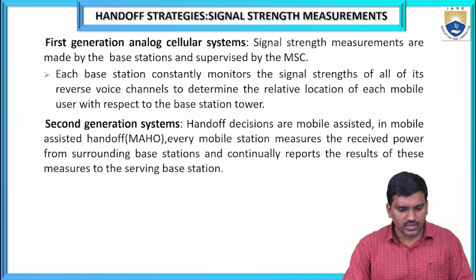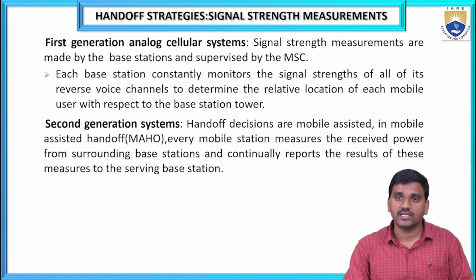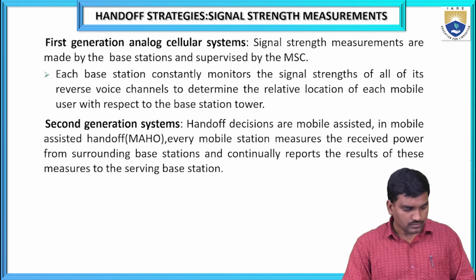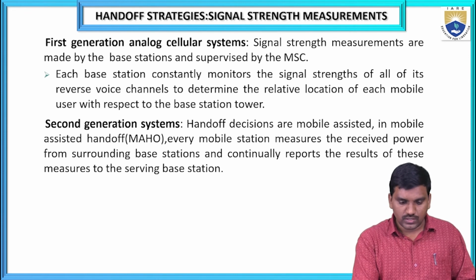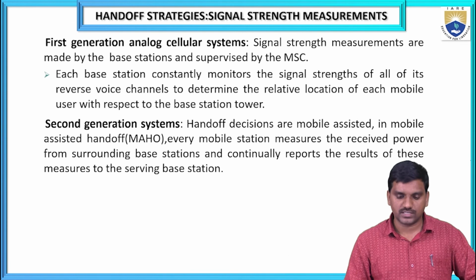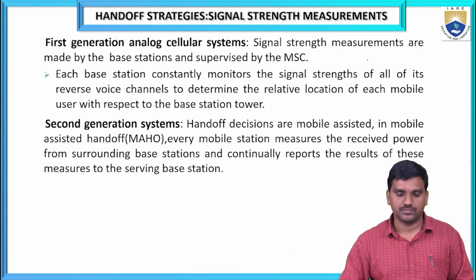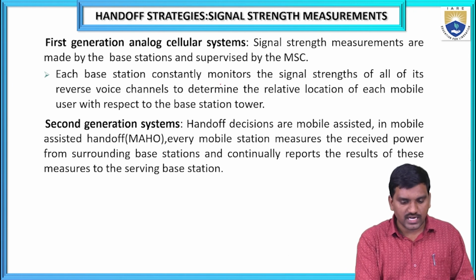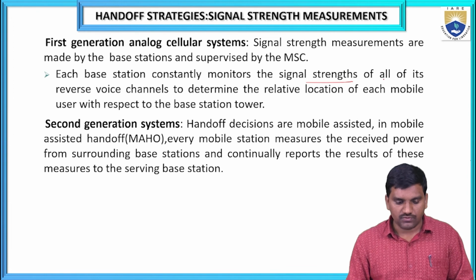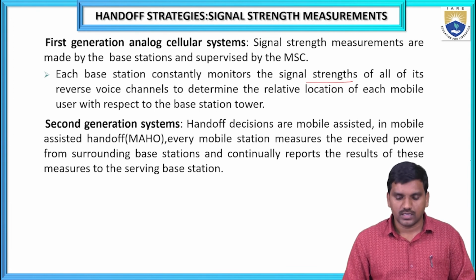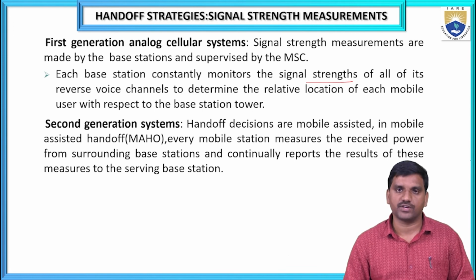So we use some generation methods. The first generation analog cellular system: the signal strength measurements are made by the base stations, supervised by the MSC. Each base station constantly monitors the signal strength of all of its reverse voice channels to determine the relative location of each mobile user with respect to the base station tower.